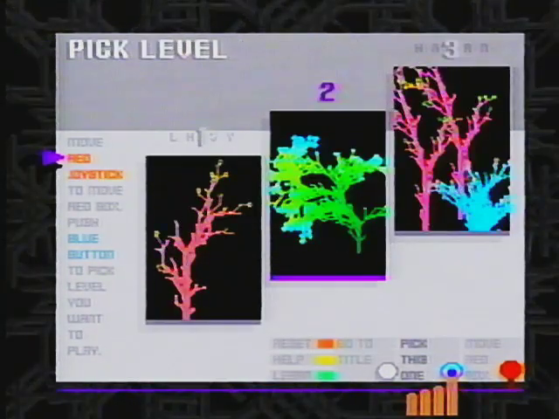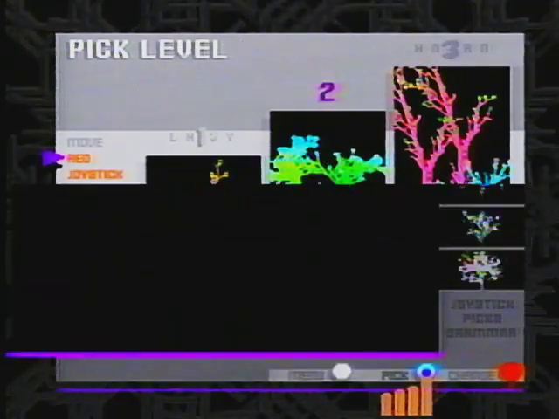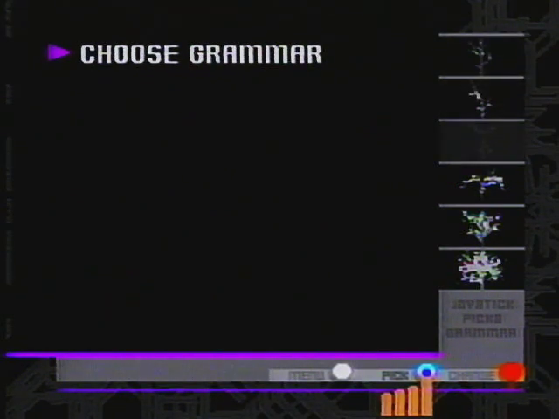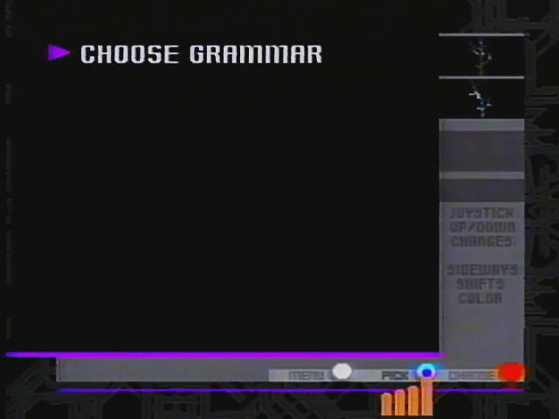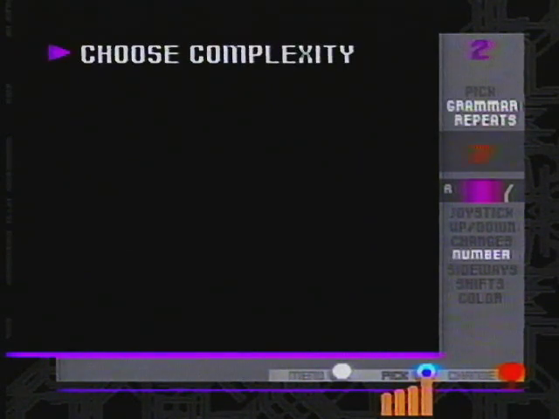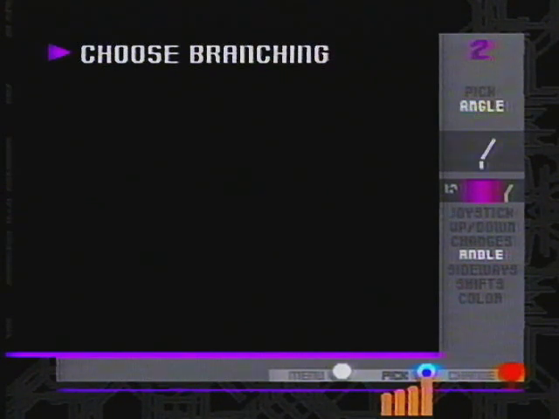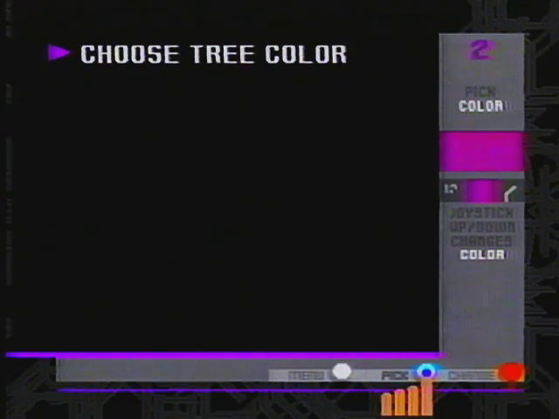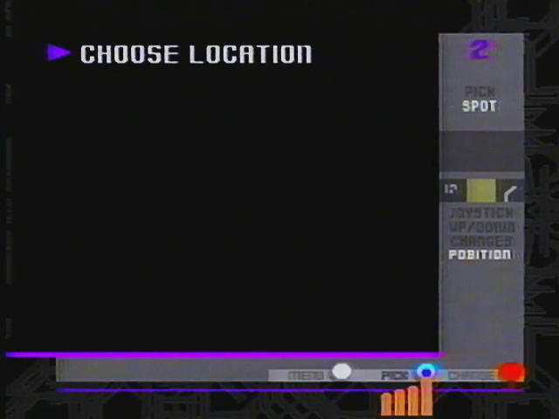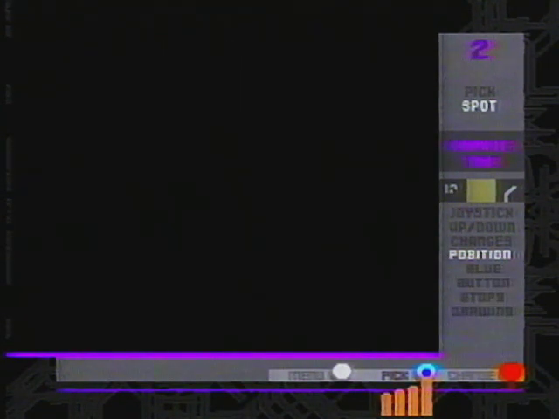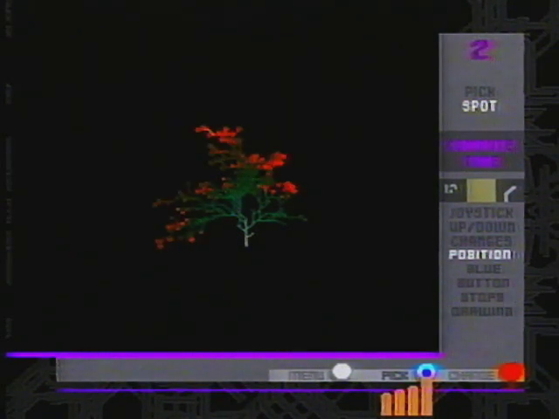Level 2 is played the same as Level 1, except now we can also select which grammar or set of rules to apply to our graphtal. Here we'll select our number of repeats, from 1 to 26, and use the joystick to pick the angle of the branches. There's a variety of colors to choose from. Let's select one. Now, place the graphtal on the screen. By experimenting with different combinations of selections, you can see their effect on the graphtal itself. While using the game, you'll also notice that sometimes the computer even adds leaves to a graphtal.